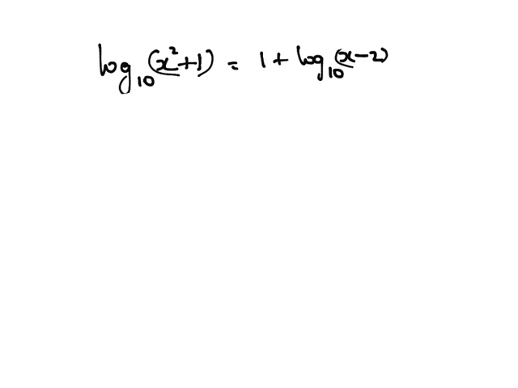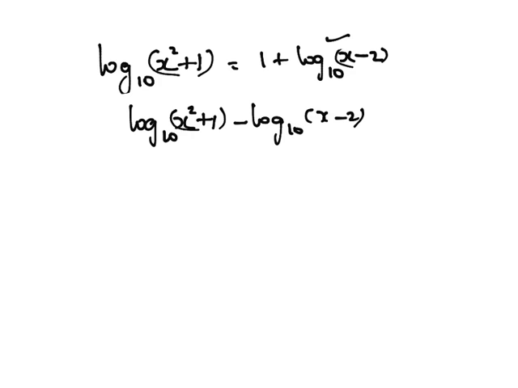Okay, this is the problem, students. Now I'll give you a hint as to how to solve. What you do is bring this to the left hand side. So log of (x squared plus 1) to the base 10 minus log of (x minus 2) to the base 10 equal to 1. Now look at the left hand side and check whether you can use the product rule or quotient rule to solve this problem.